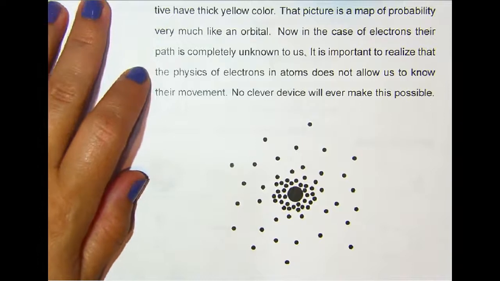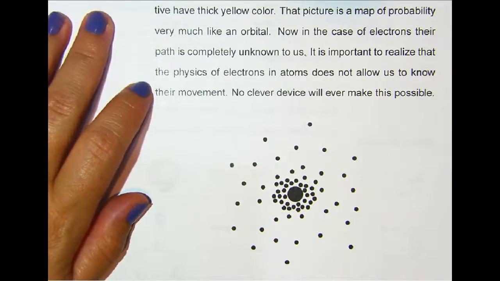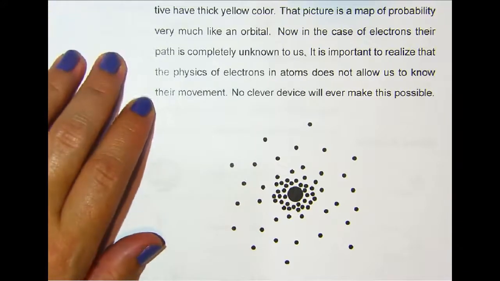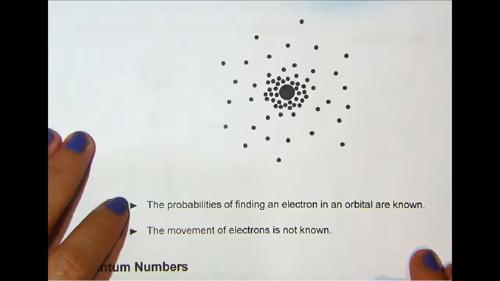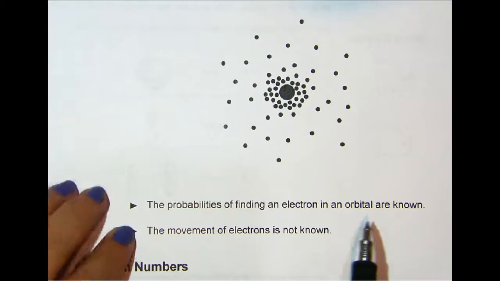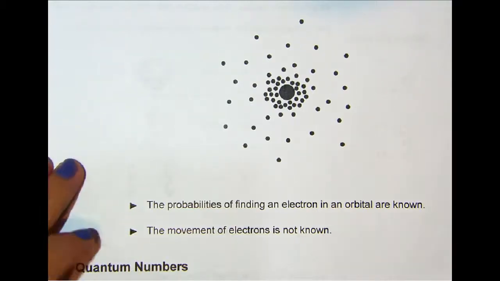Now, in the case of electrons, their path is completely unknown to us. It's important to realize that the physics of electrons and atoms does not allow us to know their movement. No clever device will ever make this possible. So what we can know is the probabilities of finding an electron in an orbital or specific location. The movement of the electron, however, cannot be known.